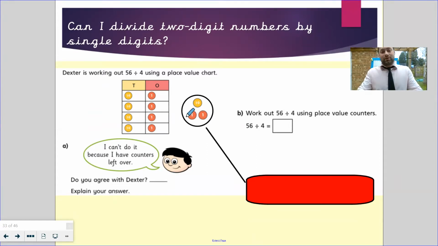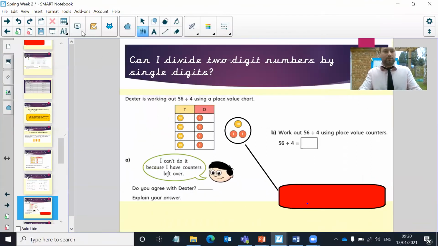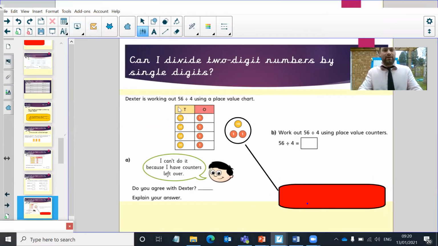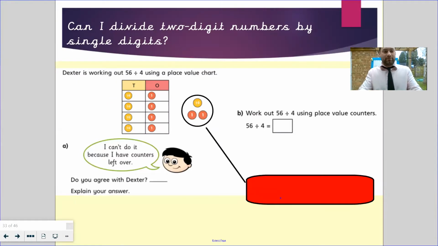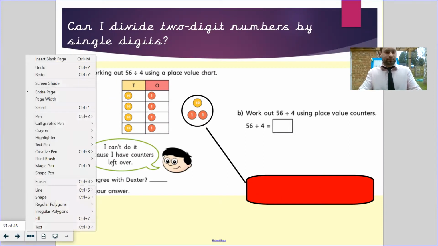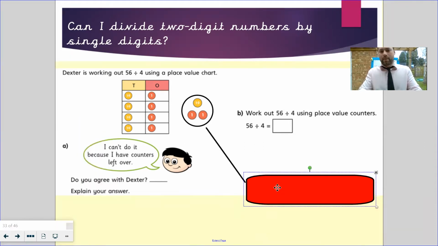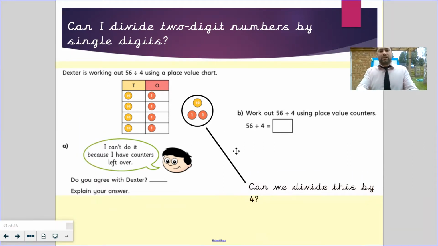What we need to do here is have a look. Well, how many have we got left over? And the answer is we have 12 left over, don't we? So with 12 left over, we could go back to our question.